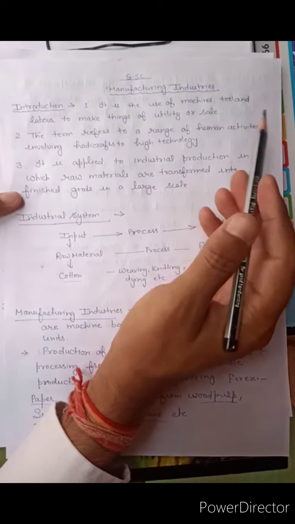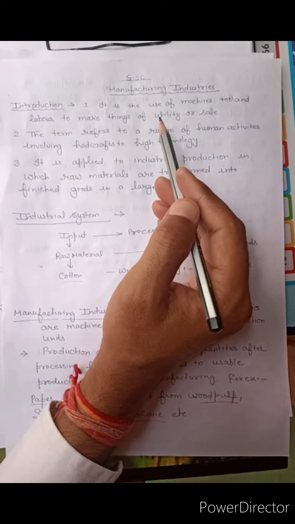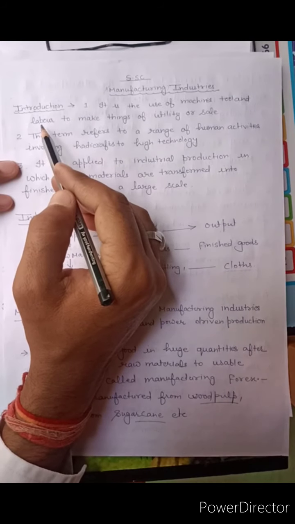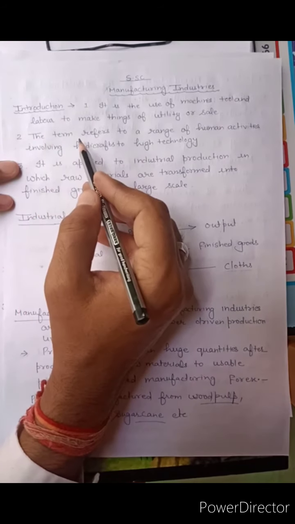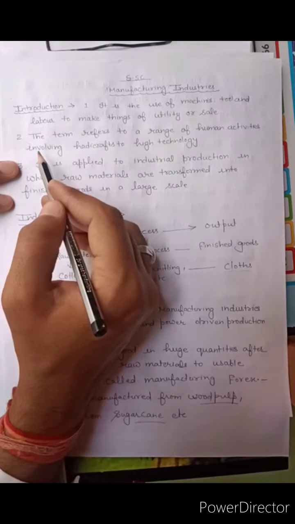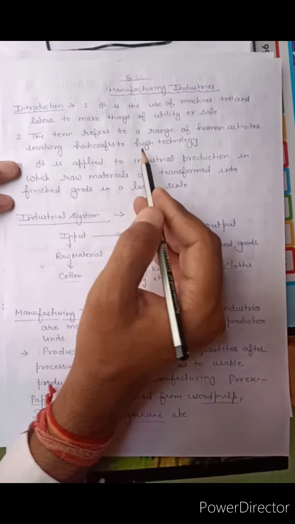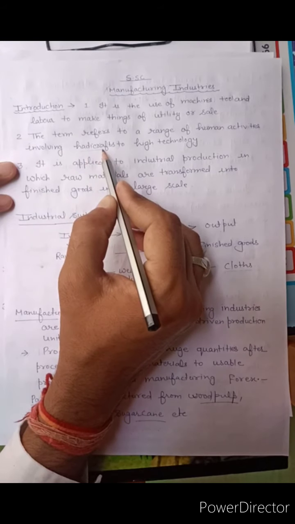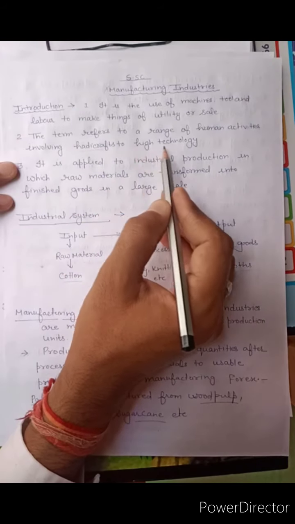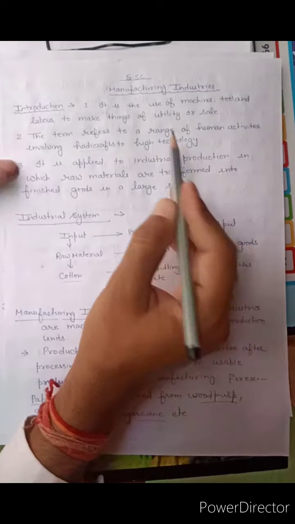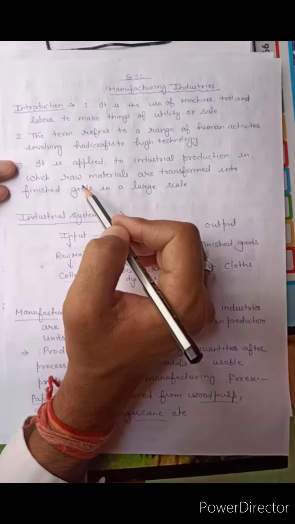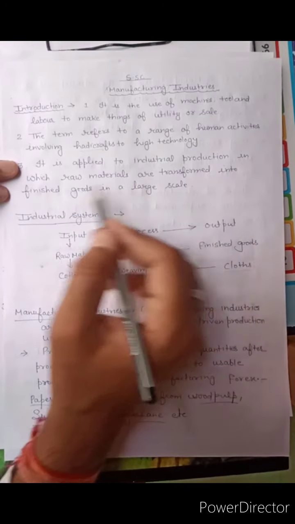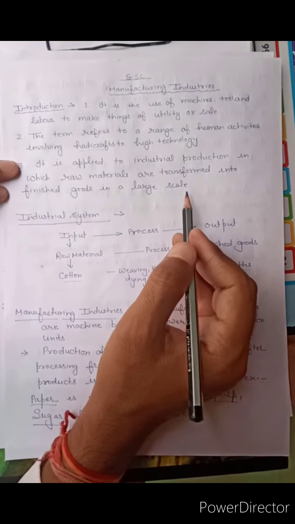These are the factors of production. Some are active, some like fixed, and labor that comes from human beings. The term refers to a range of human activities, from handicrafts to high technology. So in the manufacturing process, handicrafts, hand weaving cloth and machine made cloth, all these are part of the manufacturing sector. It is applied to industrial production in which raw materials are transformed into finished goods on a large scale.